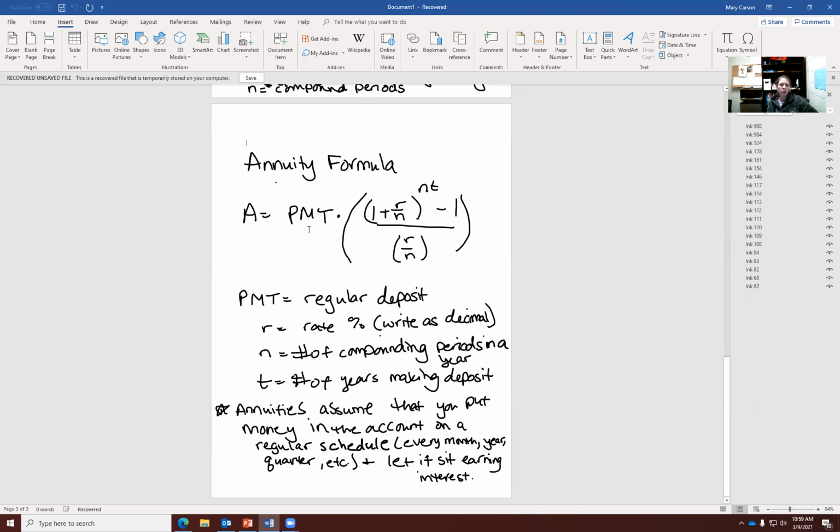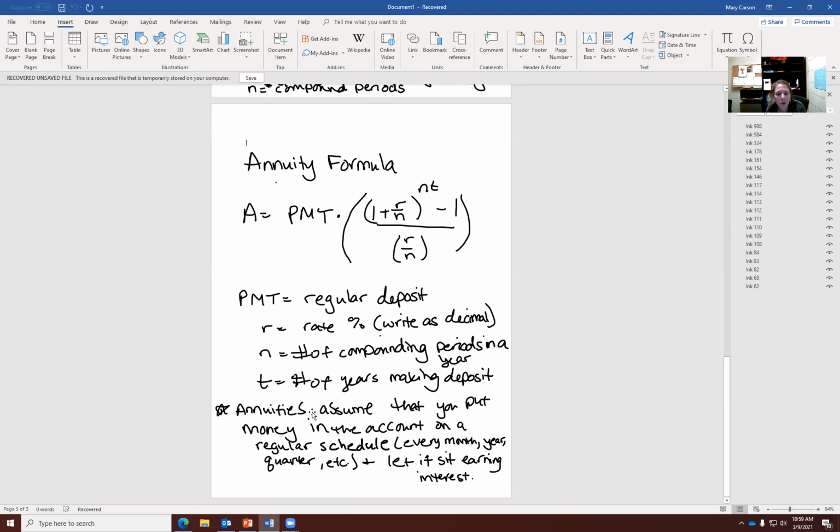Remember, rate is always your percentage, and that always needs to be a decimal. N is the number of compounding periods that you're going to use in a year. Again, that could be monthly, which means 12; yearly would be 1; quarterly would be 4. And then T is the number of years that you're going to make this deposit.